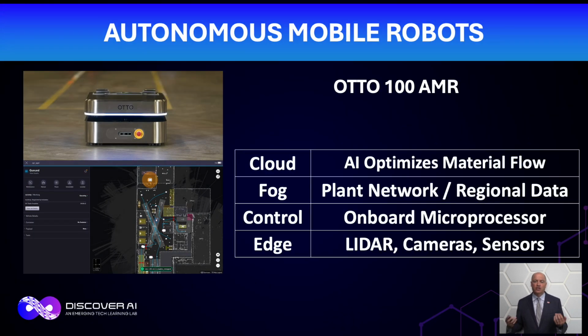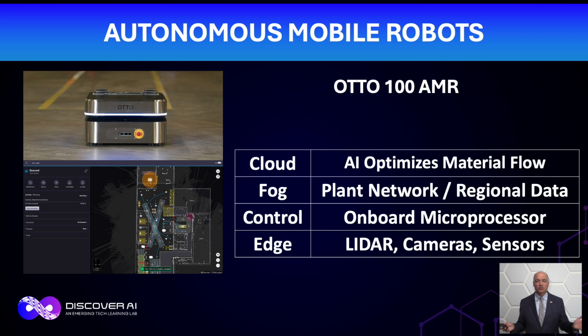So out on the edge, they're learning about LiDAR cameras and sensors. There is an onboard microprocessor on that particular unit, the Auto 100. They're communicating to a plant network or a regional data center. In this case, they're communicating to a network inside the classroom, inside the lab. And then at the cloud level, we're using AI to optimize material flow through a manufacturing environment, through a distribution facility.